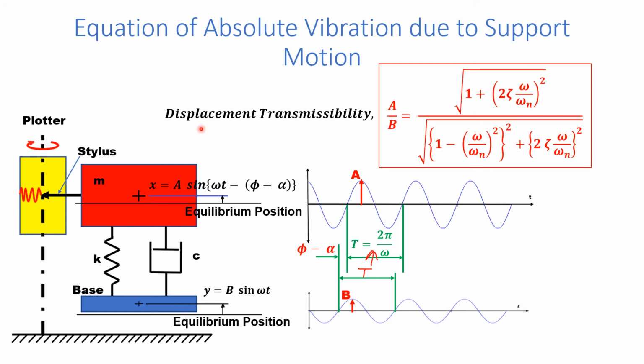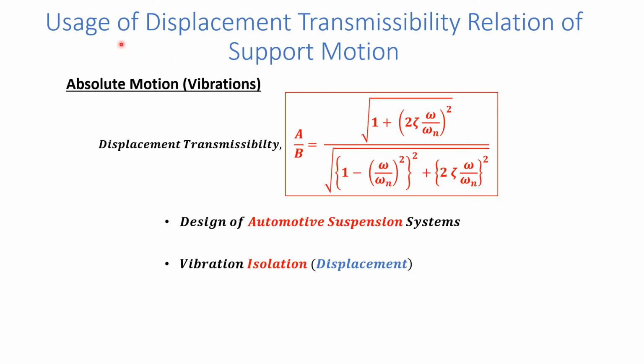So for both of these problems, the relation of displacement transmissibility A by B, which is equal to square root of 1 plus (2 zeta omega by omega n) square, divided by square root of (1 minus (omega by omega n) square) whole square plus (2 zeta omega by omega n) square, will be made use of. We have derived the usage of the displacement transmissibility relation for support motion. This is a relation for absolute motion or vibrations of the mass due to the vibrations of the support.